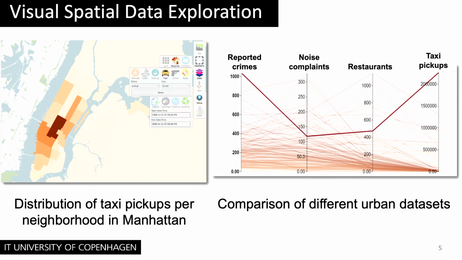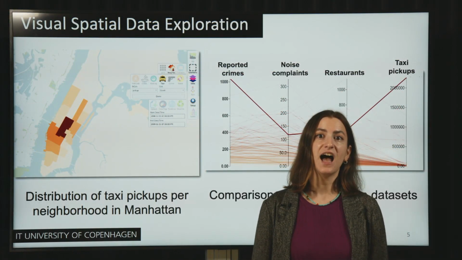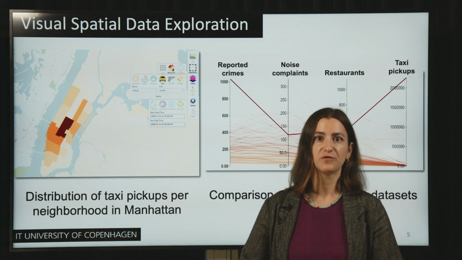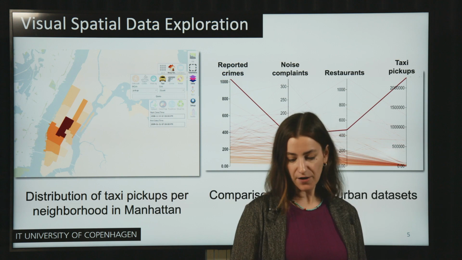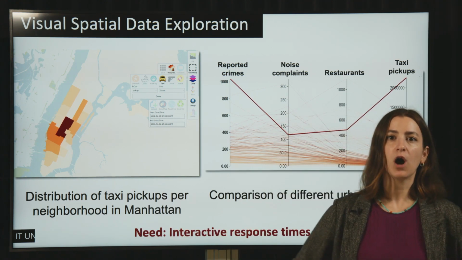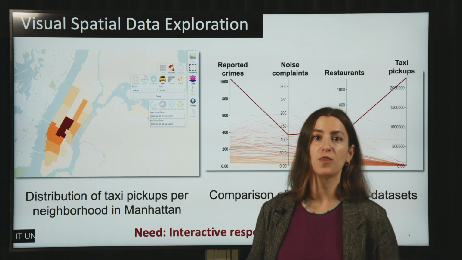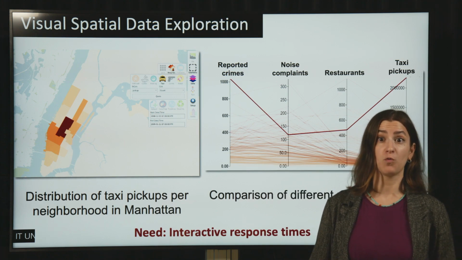Each dataset here is represented as a vertical axis, so you have a dataset of reported crimes, noise complaints, etc. And each neighborhood is mapped to a red line that traverses across all the axes and shows quantitative information about each dataset. For example, here the highlighted red line corresponds to the Midtown neighborhood of Manhattan. Just by looking at the visualization, we can see that this is the neighborhood with the highest number of reported crimes. Now, these visualizations look nice and they are very informative because they contain a lot of information that's very easy to grasp. However, to make them truly useful, we also need to be able to compute them quite fast so that the different analysis can be performed in a smooth way.